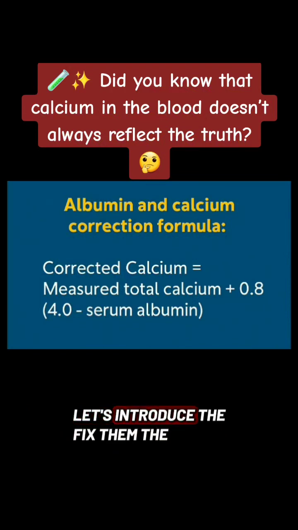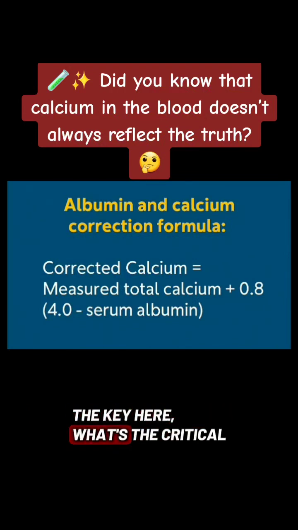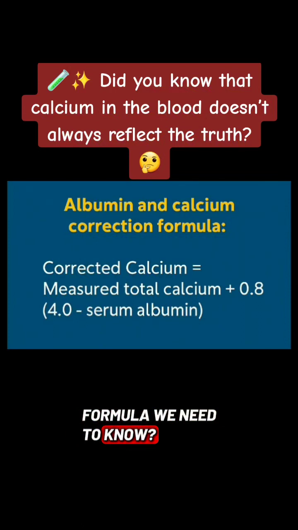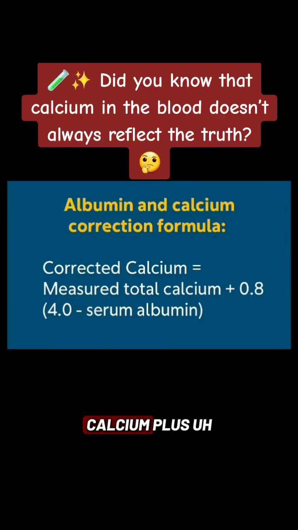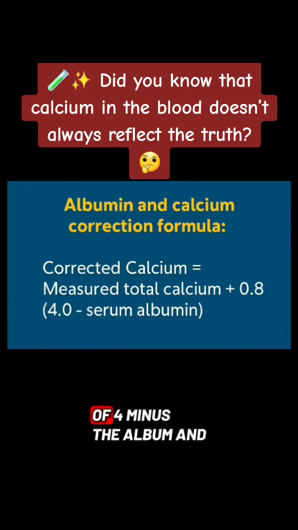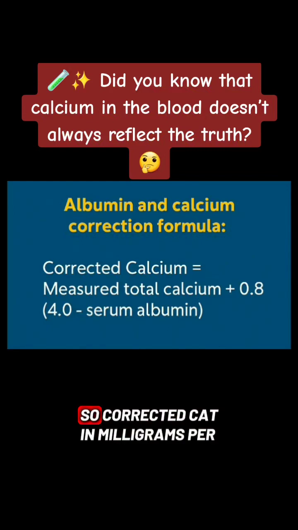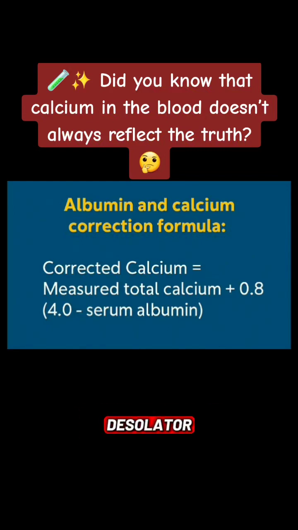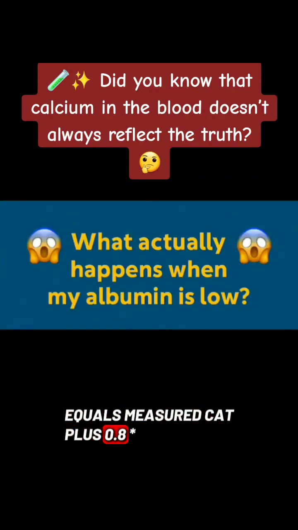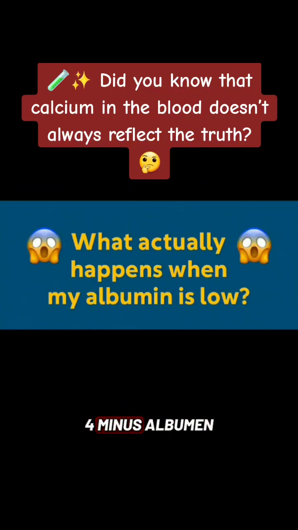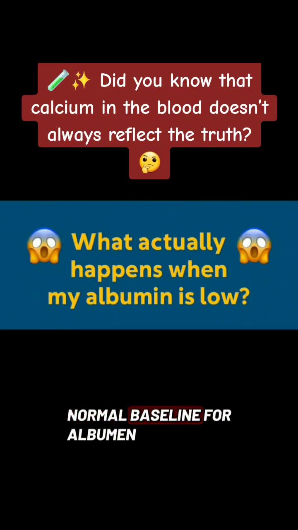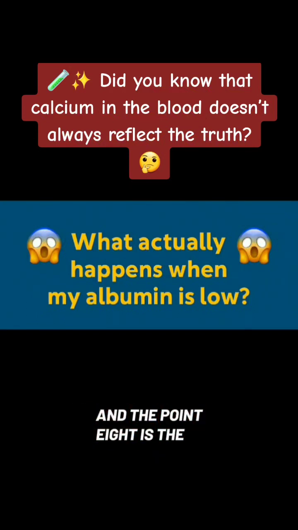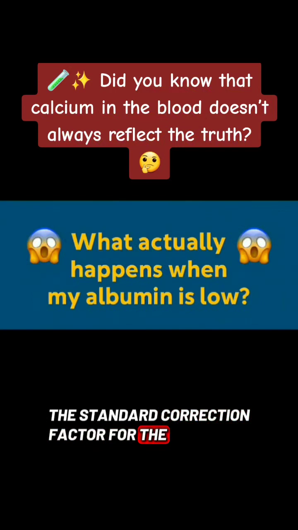Okay, let's introduce the fix then. The calculation is the key here. What's the critical formula we need to know? This is the equation you need to remember. It's corrected calcium equals the measured calcium plus 0.8 multiplied by the result of 4 minus the albumin level. So corrected Ca in milligrams per deciliter equals measured Ca plus 0.8 times (4 minus albumin). That's the one. And it's interesting, the 4 is just the accepted normal baseline for albumin, and the 0.8 is the standard correction factor for the binding ratio.